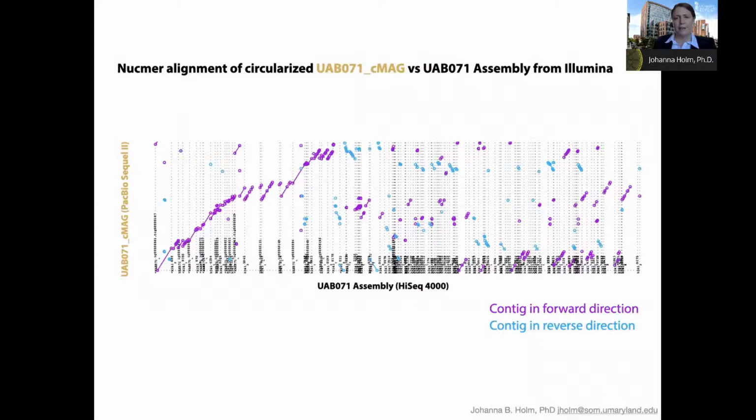To provide an equal comparison, the UAB071 genome was also sequenced on the Illumina HiSeq platform and assembled as specified previously. In this figure, which is from the program NUCMER, the Sequel II assembly, which is the single contig, is on the y-axis, and the HiSeq assembly, which has many contigs, is on the x-axis. So you can see that while there's a lot of overlap of the various regions of the genome, it's not entirely covered. And even more importantly, we were able to get gene order using the Sequel II based single contig.